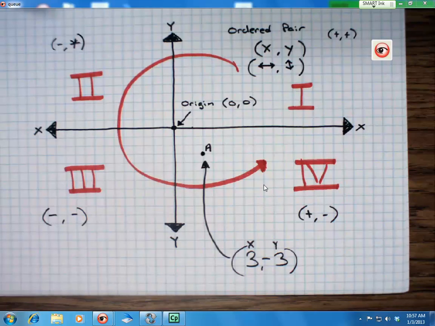Yes, ma'am. The question was, where do you start whenever you're starting? Well, you always start on your x. Remember, your x goes left or right, depending on whether it's positive or negative. So you always start on your x. You always start going left or right. That's always your first step. Okay? After you have moved left or right, then you move up or down. All right. Get to work.